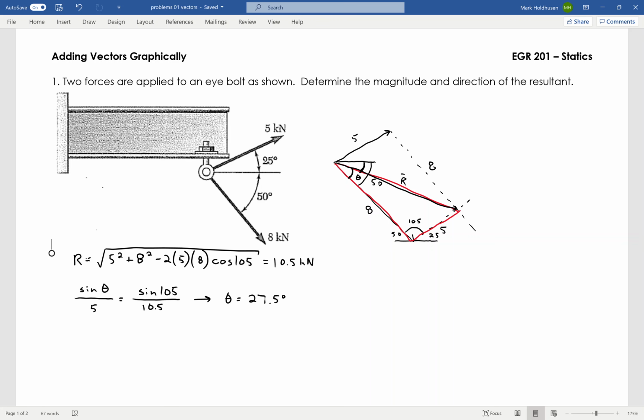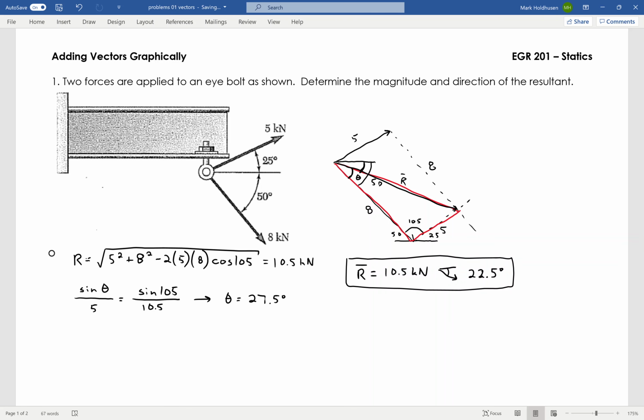So when I go to write my resultant here, with the line across the top representing that it's a vector, I'm going to write that its magnitude is 10.5 kilonewtons, and that its angle, and I draw it like this to show exactly what angle it is that I'm talking about, 22.5 degrees. And we usually do this based off of a horizontal or vertical.